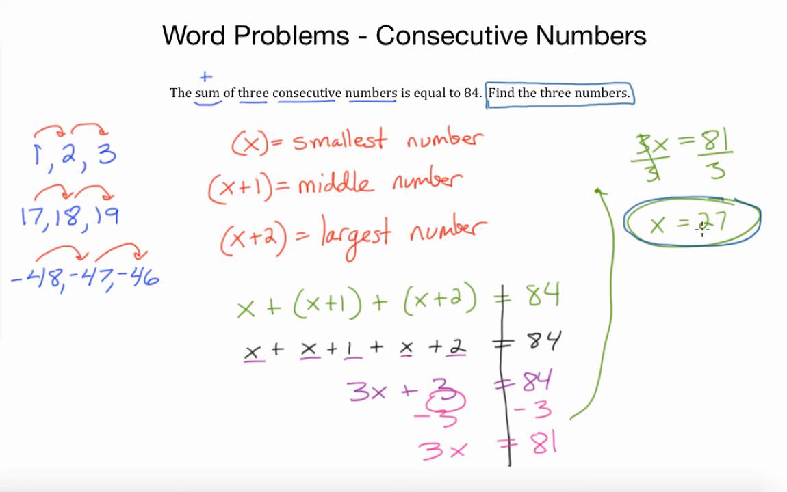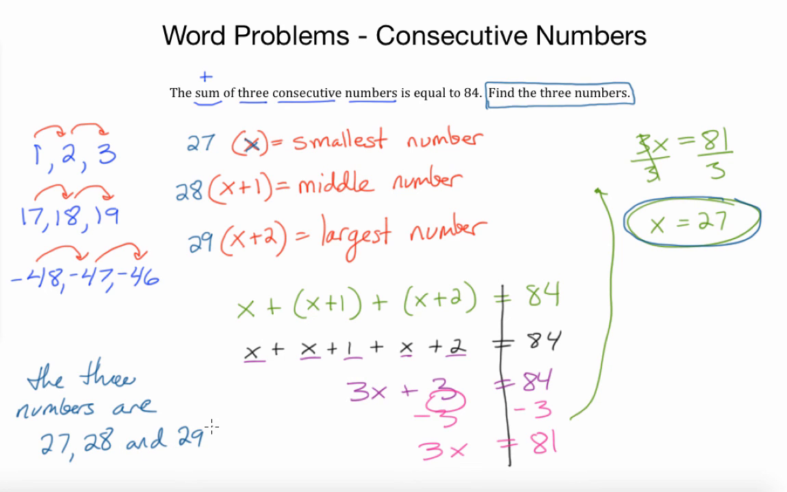But what that means is x was the smallest number. So that means the smallest number is 27. The middle number must be 28. The largest number must be x, which is 27, plus 2, so 29. So the three numbers are 27, 28, and 29. All right, there's a good example of a word problem and interpreting and working with consecutive numbers.